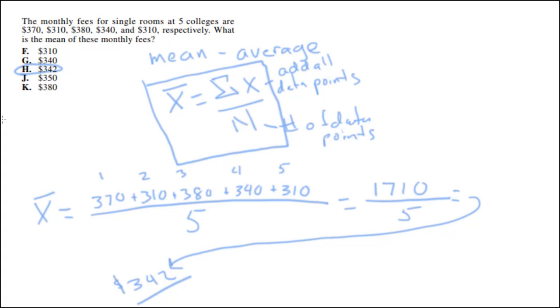But remember, it's not about getting the right answer. It's about getting the right answer as fast as possible. So this question itself should take you all of 15 seconds. All you got to do is add all the data points up, divide by the number of data points, and bam, you got yourself a right answer. And we're that much closer to getting a perfect score on the Math ACT, because that's all of our goals.